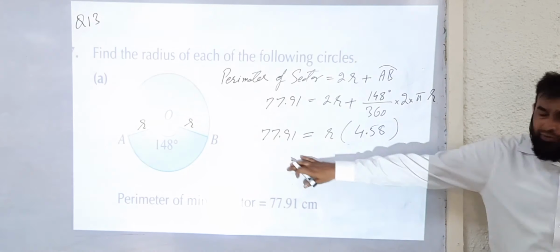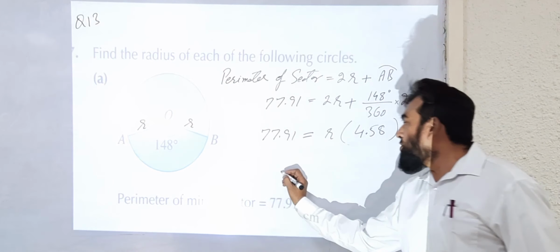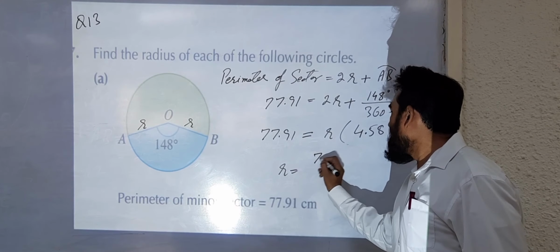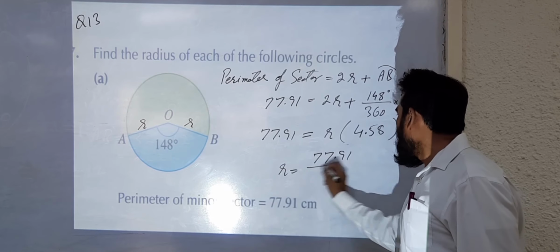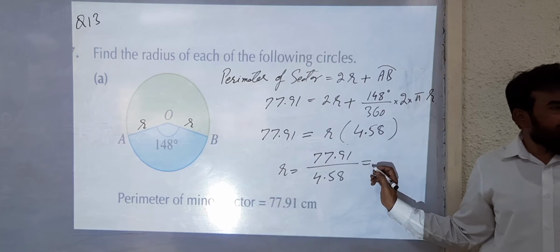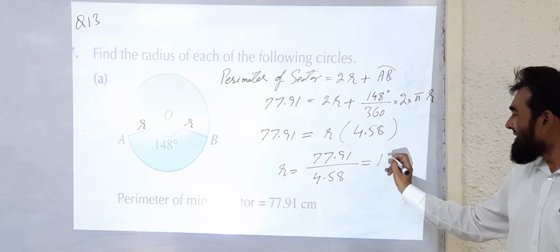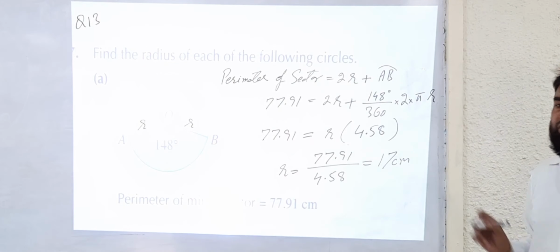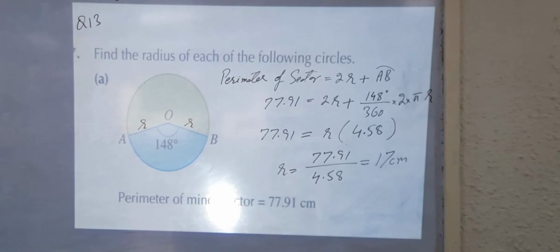4.58. Now 4.58 divided. 17. So r is equal to 77.91 divided by 4.58. So what is the final answer? 17 centimeters. So this is the radius. Clear?